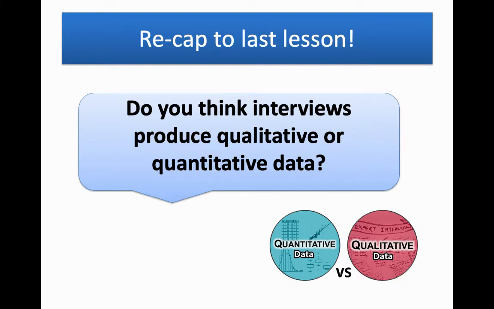Okay, Year Nines, hopefully you would have had a chance to answer this question, and hopefully you would have written that interviews produce qualitative data. The reason being is the questions in an interview tend to be open questions as opposed to closed questions, which usually produce quantitative data. So if they're open questions being used in interviews, this will provide written and detailed explanations. So qualitative data is the answer.